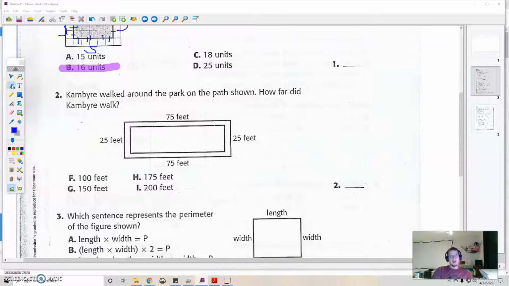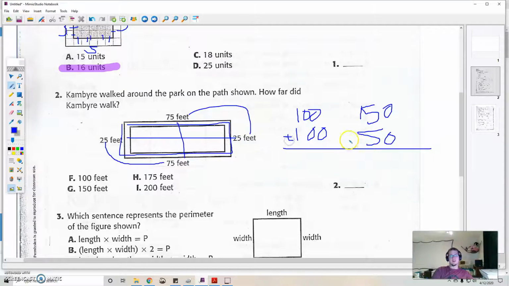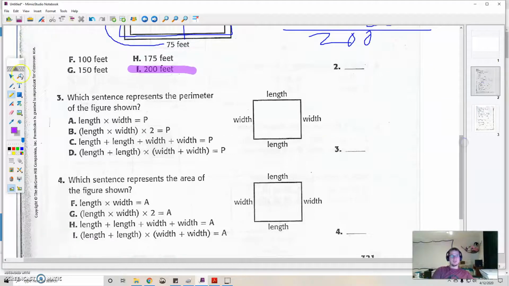Question number 2. Cinderella walked around the park on the path shown. How far did Cinderella walk? Okay, so we're looking at 75 and 25 and 75 and 25. So 75 and 25 is 100. 75 and 25 is another 100. You could also think about that as 75 and 75 is 150, and 25 and 25 is 50. Both of those are going to bring you to the same answer if you add them together, of 200. So our answer down here would be 200 feet is the perimeter of the park that Cinderella walked around.